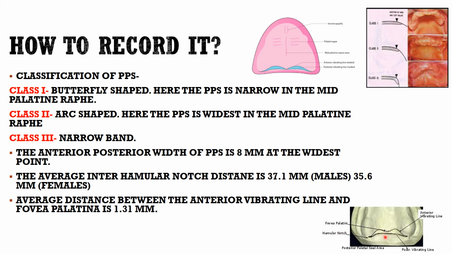These are two glandular openings within the tissues of the posterior portion of the hard palate, usually lying on either side of the midline. This is your midline. They are the ductal openings into which the ducts of other palatal mucosal glands drain. It does not represent the junction of the hard and soft palate, and it should not be used as a guide for the placement of a PPS. So the fovea palatini is present in front of the anterior vibrating line, and the distance between them is 1.31 mm on average.